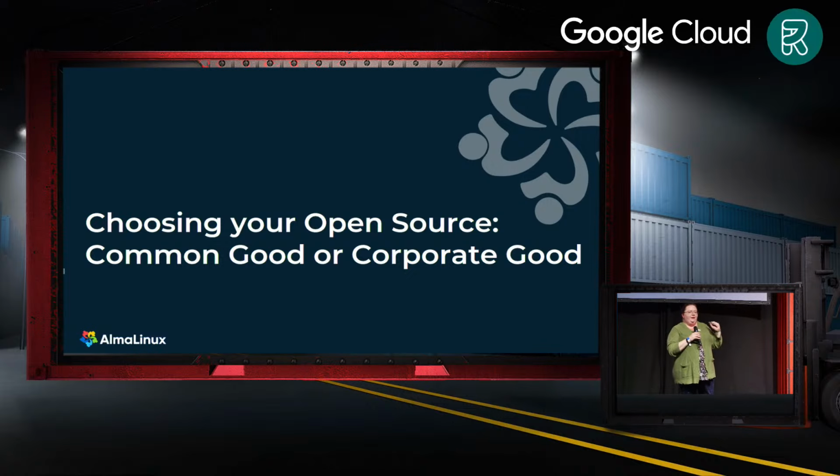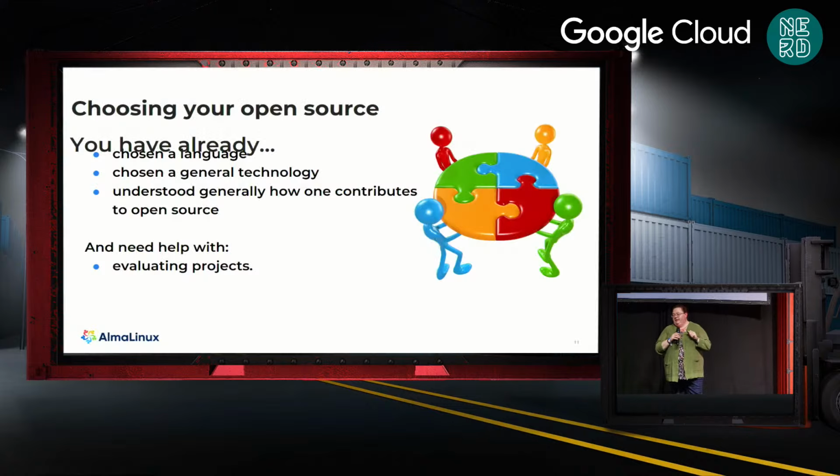So if we talk about how you choose what you want to do, which projects you want to participate in, there is a list of stuff that you're going to go through. If you're here, I'm going to assume that you have already done a lot of these things. You already know what languages and what technologies you are comfortable with. You already generally know how to participate in open source. And you are here looking for help evaluating projects.